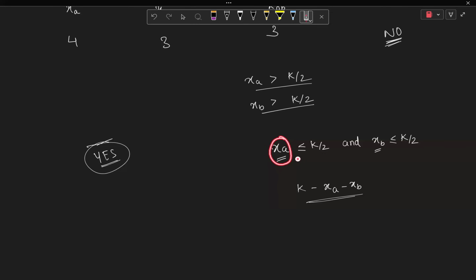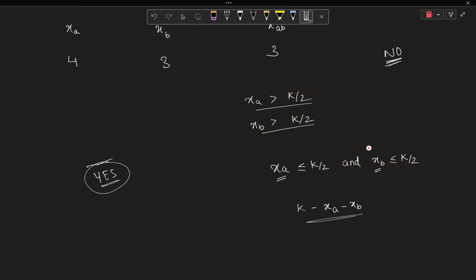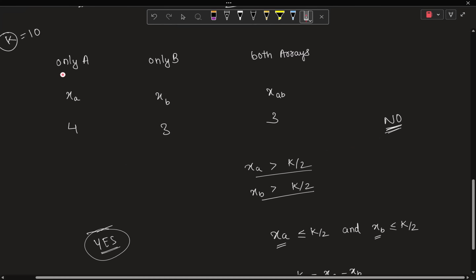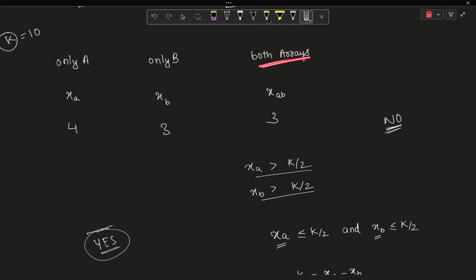So I will be able to pick up all of them, and then I will be able to pick up all the elements from the B array as well. So I would have picked up all the elements which are present in either only A or only B. And now I will have only those elements left which are present in both of these arrays.